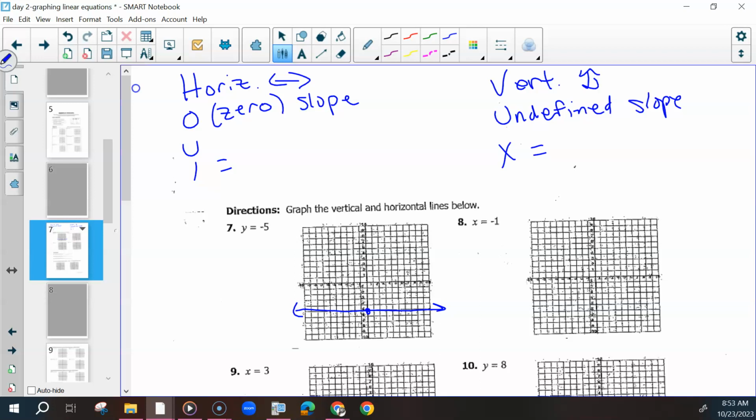So for number 8, it's x equals. Is it going to be horizontal or vertical? Vertical. So on the x-axis, draw a point at -1 and draw an up and down straight line.